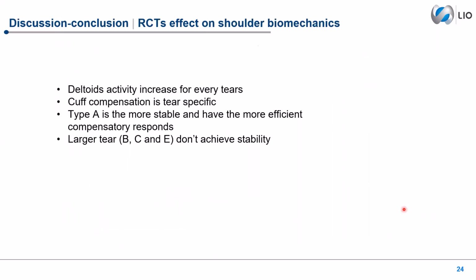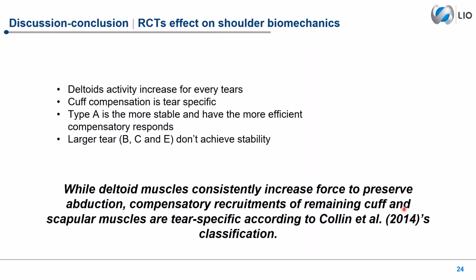So to sum up, the deltoid activity increases for every tier. The cuff compensation is really tier specific. Type A is the most stable and has the most efficient compensatory response, and massive RCTs don't achieve stability at all. So the deltoid will constantly increase forces in order to preserve abduction and produce the torque. But compensatory recruitment of cuff and scapular muscles is tier specific according to the Collins classification.